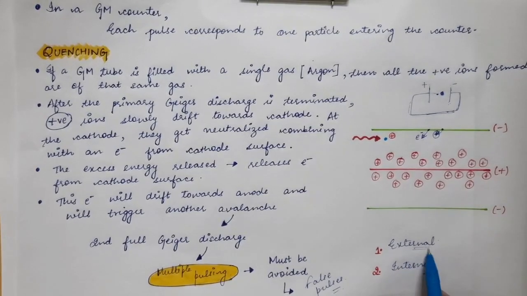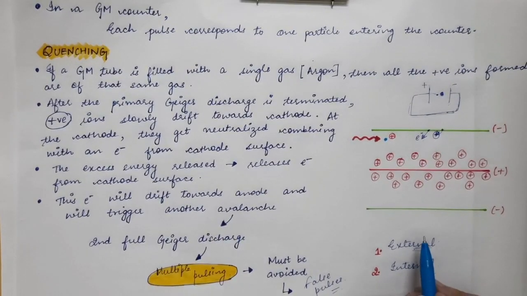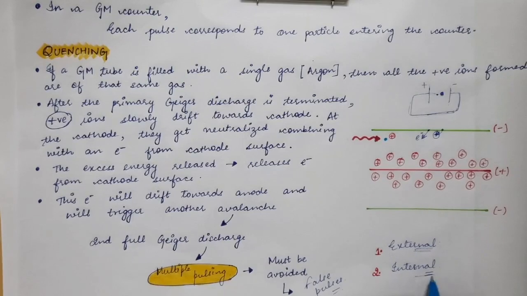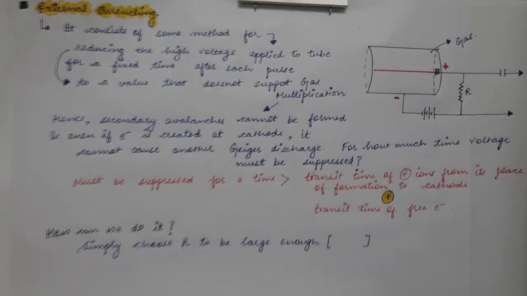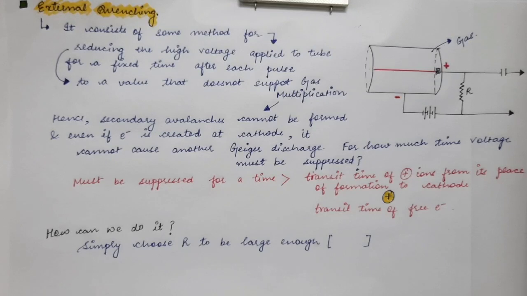We will study this external quenching, but this quenching technique is not used nowadays. Internal quenching is very common. Now we are going to discuss the external quenching technique. As we know, when the positive ions reach the cathode, they hit with a certain energy, and this energy is due to the high electric field which is present.